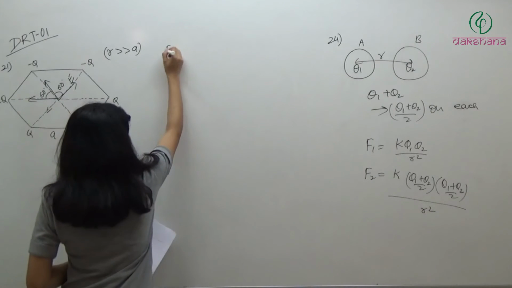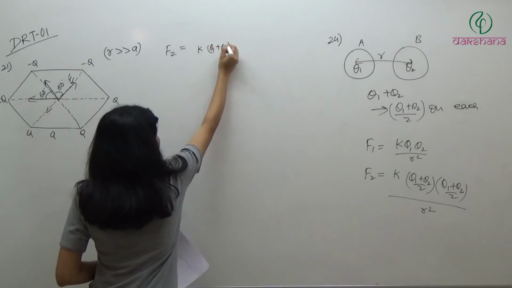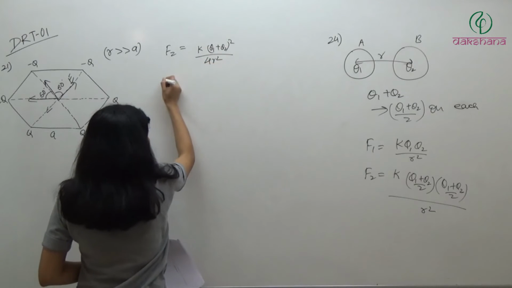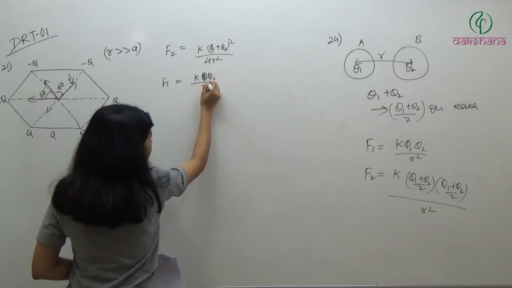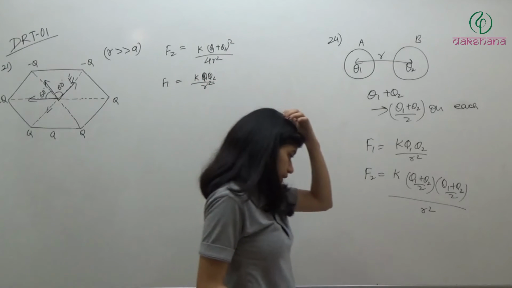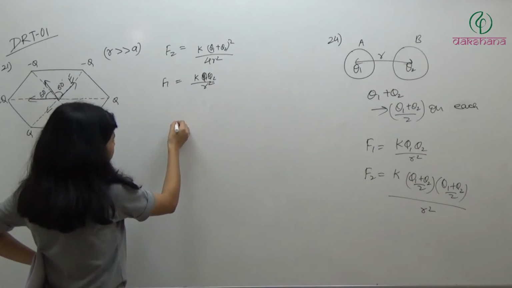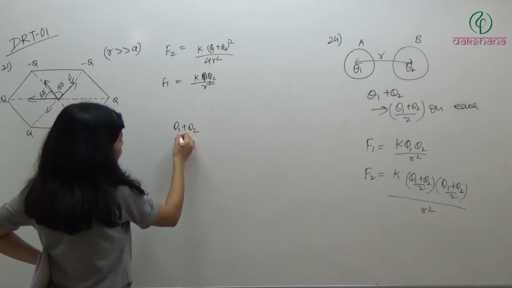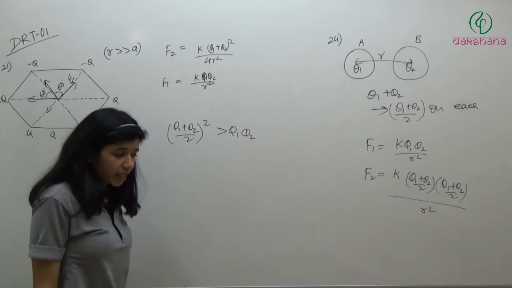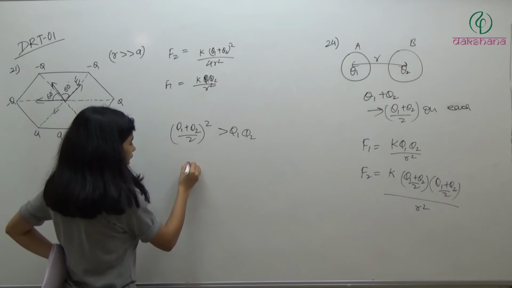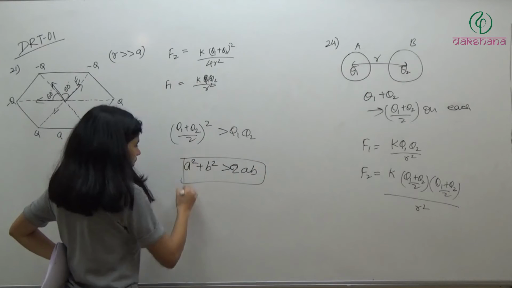So if you see here, new force F2 is equal to k times (q1 plus q2) whole square divided by 4r square, and F1 is k q1 q2 by r square. Now this thing you must know: to solve this problem you must know that from here we will get ((q1 plus q2) by 2) whole square is greater than q1 q2. Now how am I writing this? We have one identity, a square plus b square is greater than 2ab. A square plus b square is greater than 2ab.